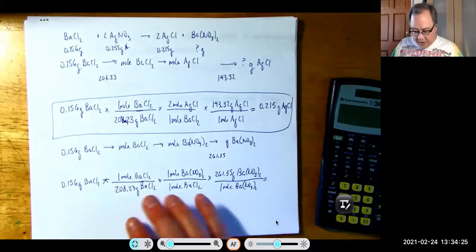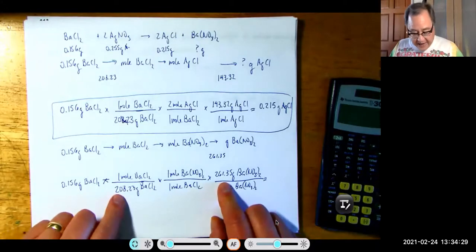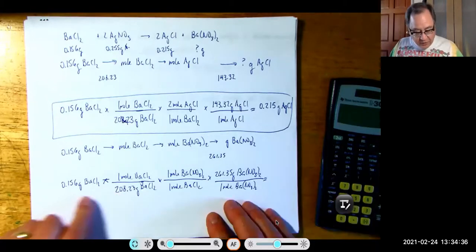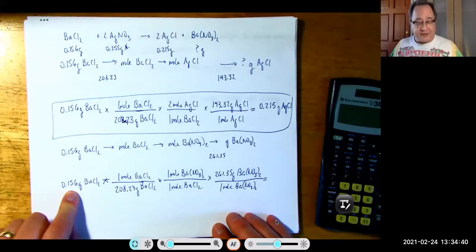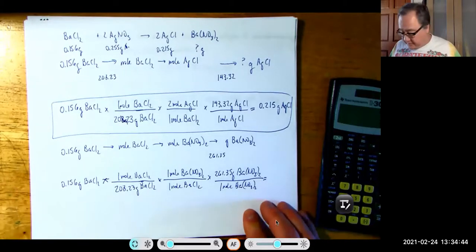So if we multiply all of this out, you can see that 261 over 208 is like a 1.2 or 1.3. It's a little bit more than 1. So we multiply that by that, and this should be a little bit more than 1.56. So maybe it's, I don't know, 1.8. Let's find out.